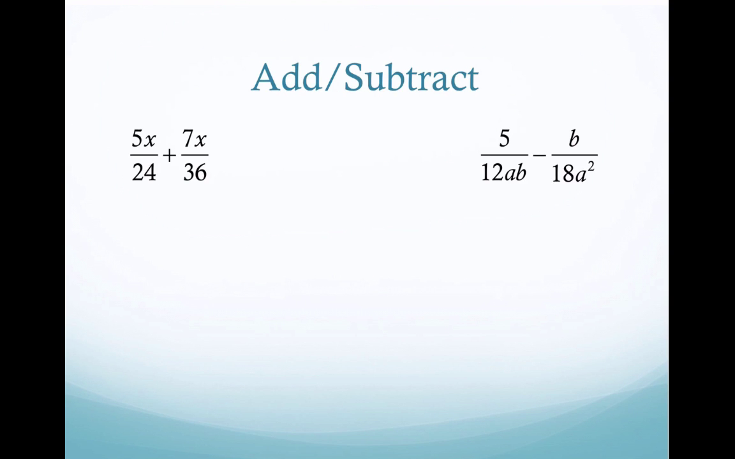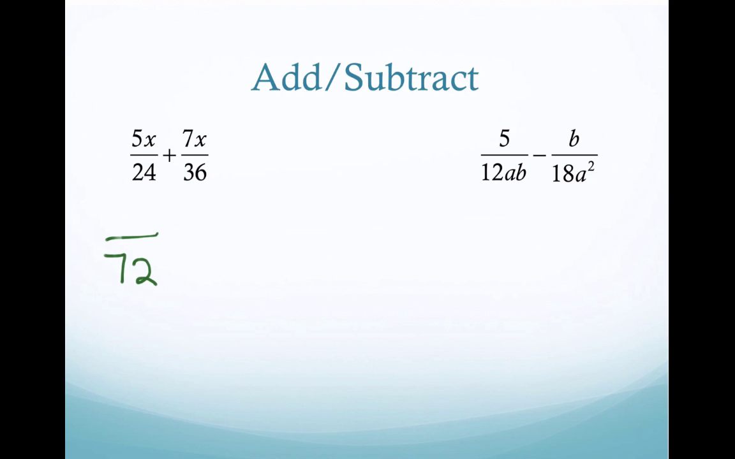In our first example, we're going to add 5x over 24 plus 7x over 36. My least common denominator here is 72. If you'd like to find out how to find that least common denominator, please refer back to the previous video, which is finding the least common multiple for polynomials.